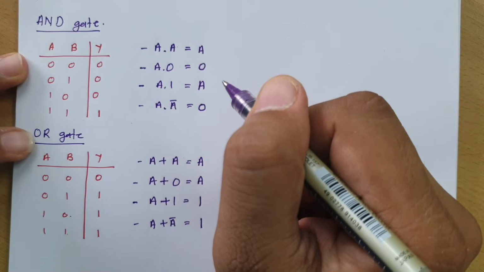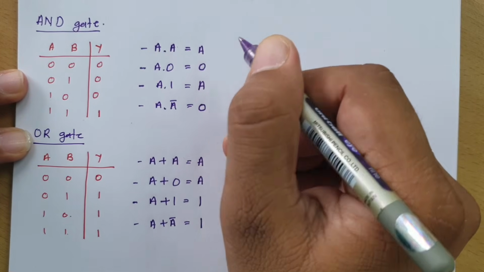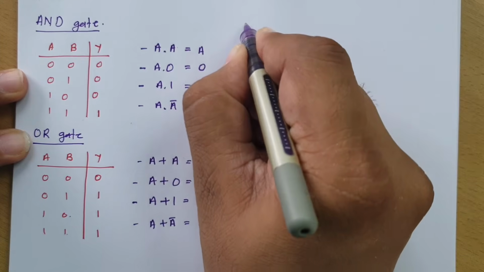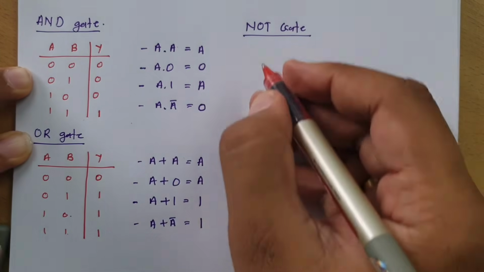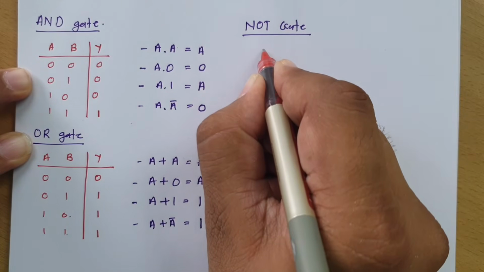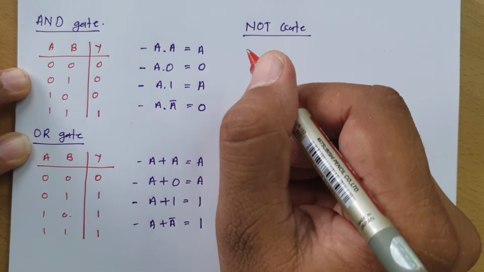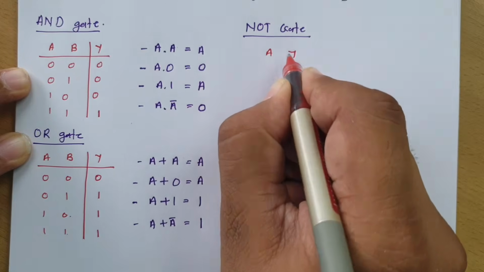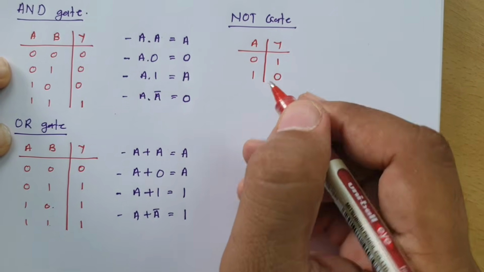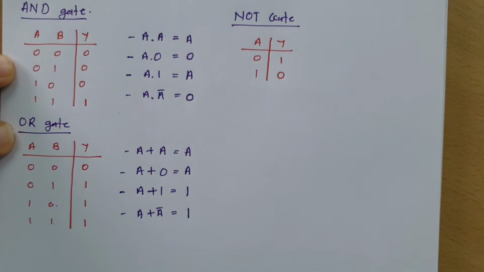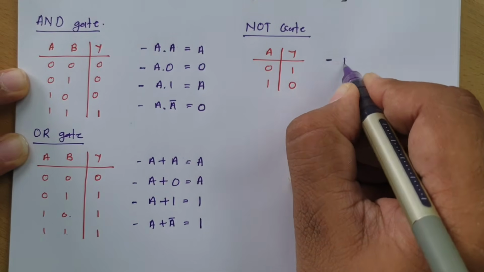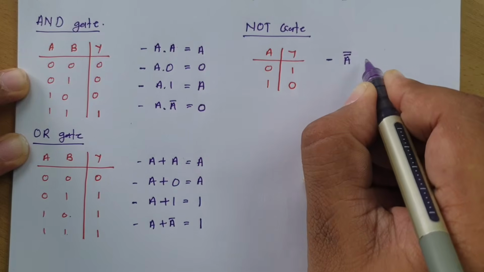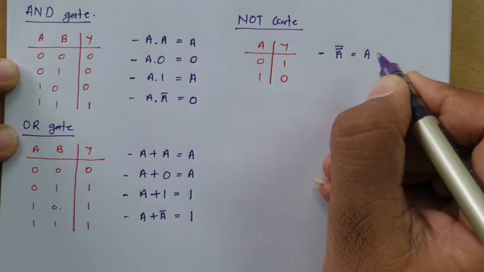Now as per AOI, the inverter we need to consider. The NOT gate: if input is 1 then output is 0, and if input is 0 then output is 1. That is how the NOT gate functions. So if you do a double complement, that should be A only. Now see how.